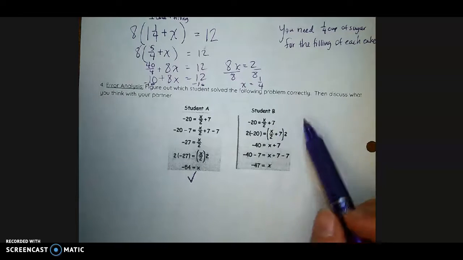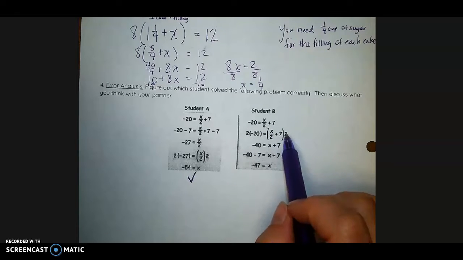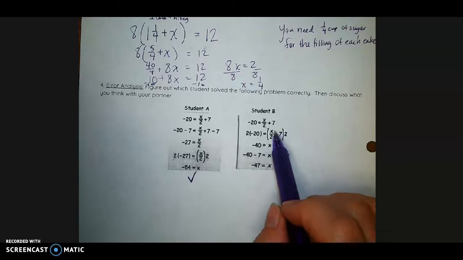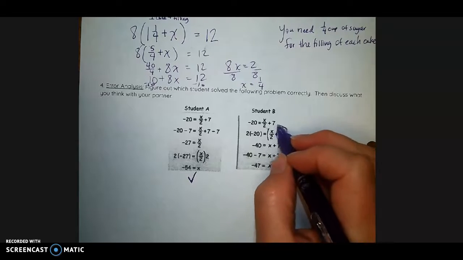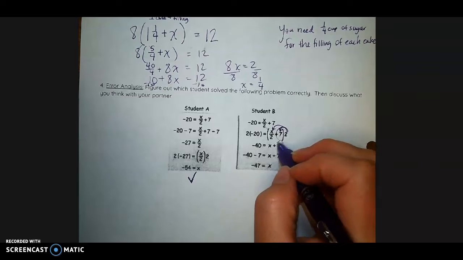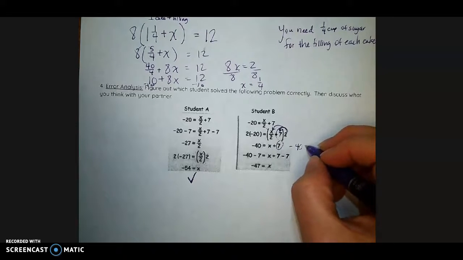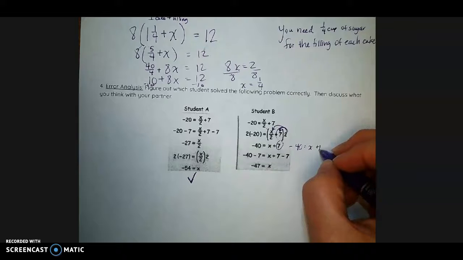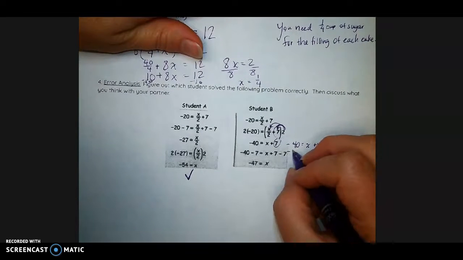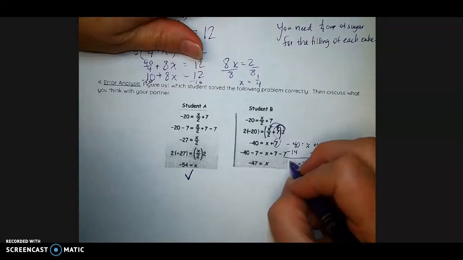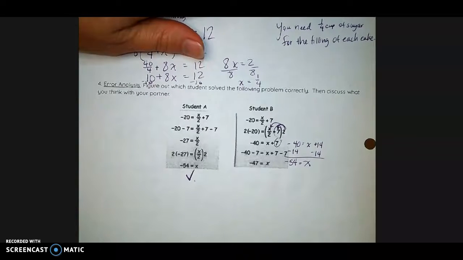Over here, they decided to multiply by the 2 to get rid of the fractions. So they multiplied by the 2. They got rid of the 2 here, made that an x, but they forgot to distribute to here. So they distributed here, but did not distribute here. This should be a 14. So this should be negative 40 equals x plus 14. When I finish it out from there, then I get the correct answer that we saw on the other side.